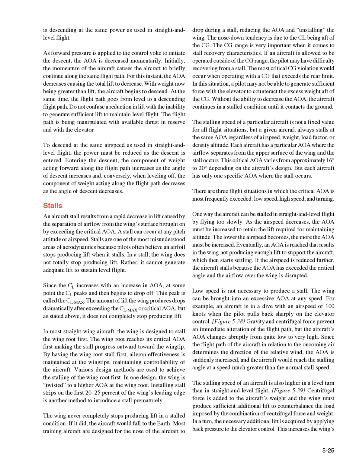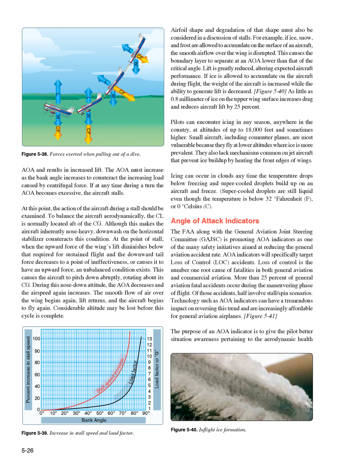The stalling speed of an aircraft is also higher in a level turn than in straight and level flight. Figure 5-39: centrifugal force is added to the aircraft's weight, and the wing must produce sufficient additional lift to counterbalance the load imposed by the combination of centrifugal force and weight. In a turn, the necessary additional lift is acquired by applying back pressure to the elevator control. This increases the wing's OA and results in increased lift. The OA must increase as the bank angle increases to counteract the increasing load caused by centrifugal force. If at any time during a turn the OA becomes excessive, the aircraft stalls.